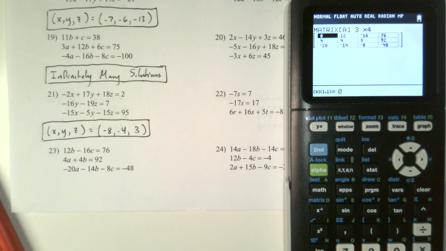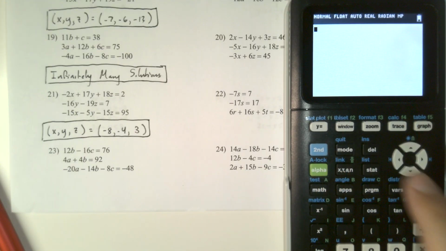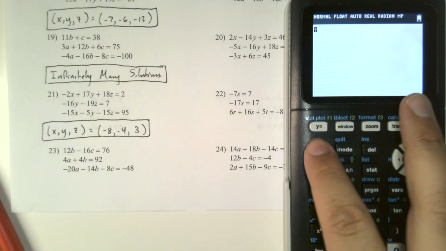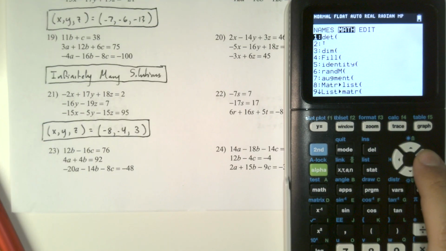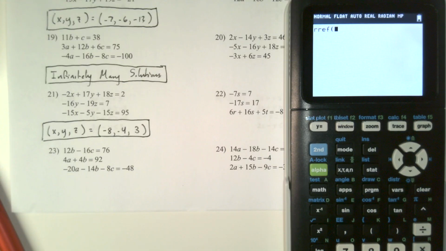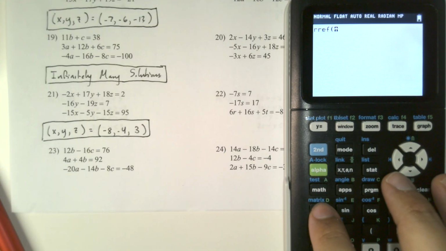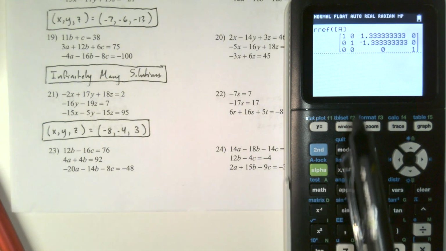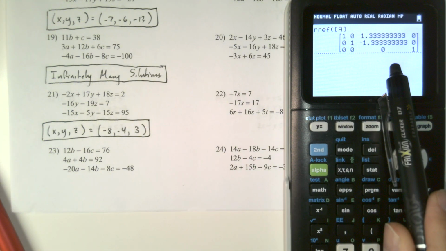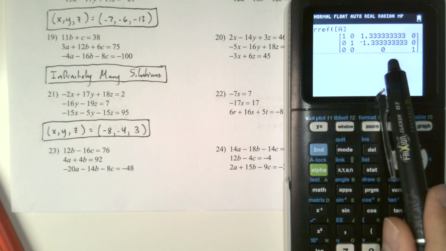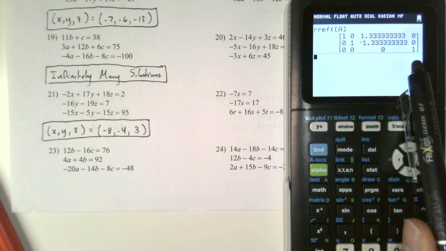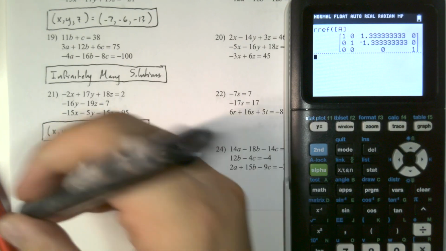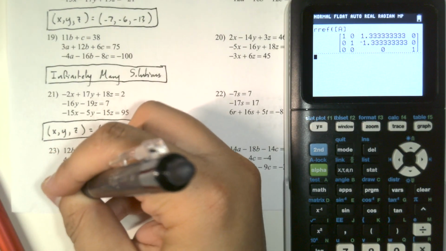Now that we're done entering this, second mode so that we quit out, second, matrix, scroll over to math, find RREF, and then second, matrix, enter, enter. And so we see with this one, we have 0, 0, 0. So 0x, 0y, 0z is equal to 1. That means 0 is equal to 1. And so we have no solution.